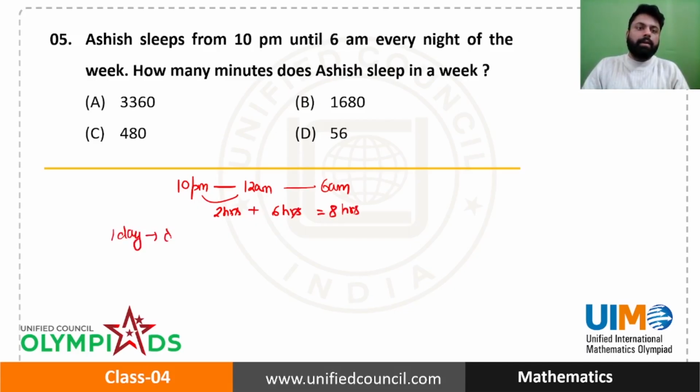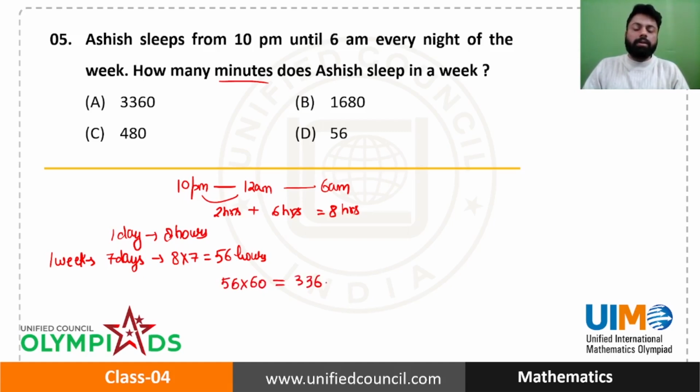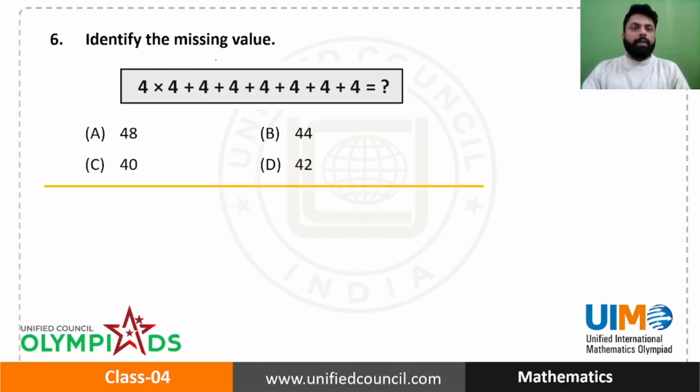One day, 8 hours. In a week, in 7 days, that means 1 week, 7 days is equal to 8 multiplied by 7, 56 hours. But we need to find out how many minutes. So 56 multiplied by 60, that is equal to 3,360 minutes. A option is the correct answer. Next one, identify the missing value. 4 multiplied by 7 times, we are adding 4.